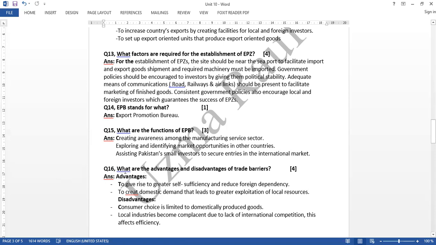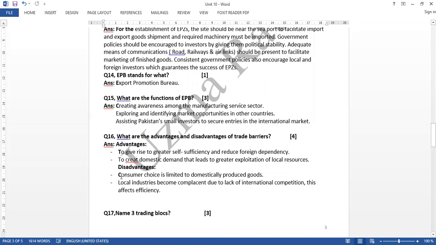Question number 16. What are the advantages and disadvantages of trade barriers? 4-mark answer. So we are dividing our answer into advantages and disadvantages. Advantages are, number 1 is to give rise to greater self-sufficiency and reduce foreign dependency. Number 2, to create domestic demand that leads to greater exploitation of local resources. Disadvantages are, number 1 is consumer choice is limited to domestically produced goods. Number 2 is local industries become complacent due to lack of international competition. This affects efficiency.